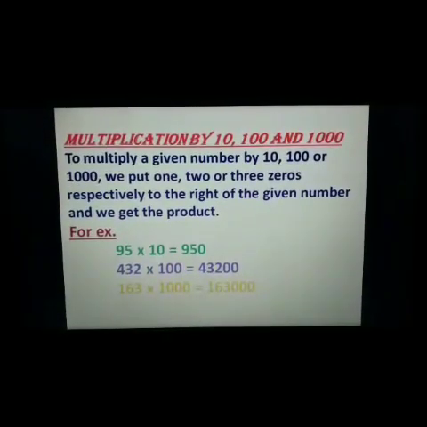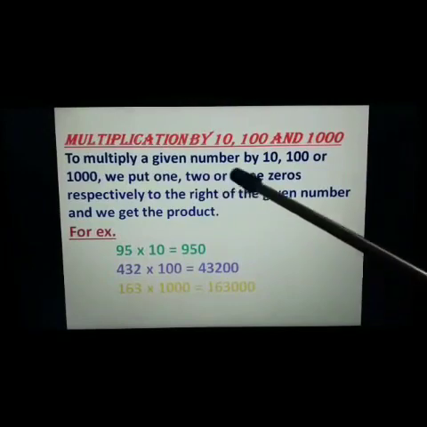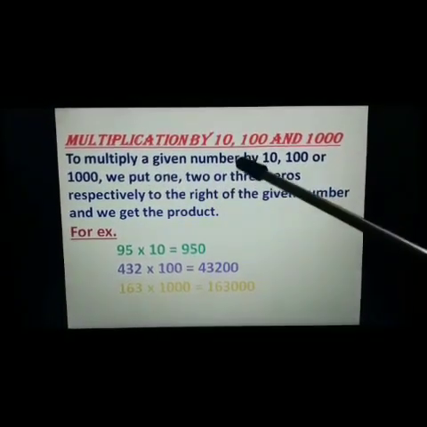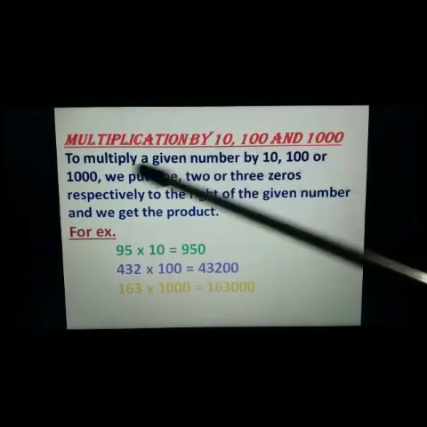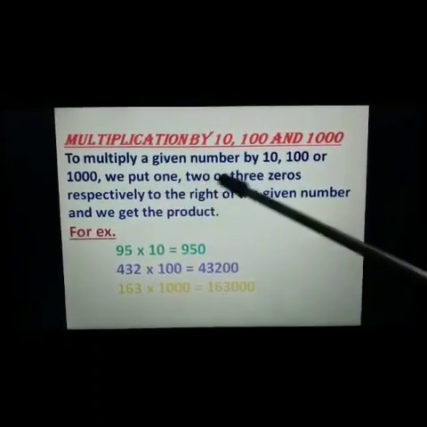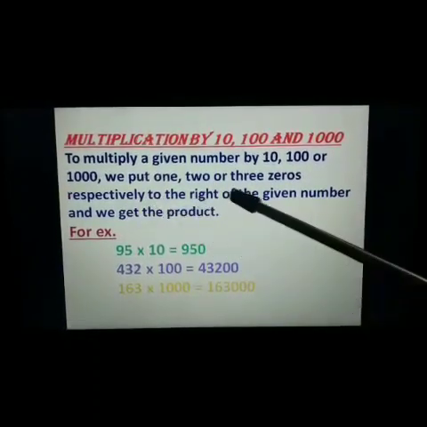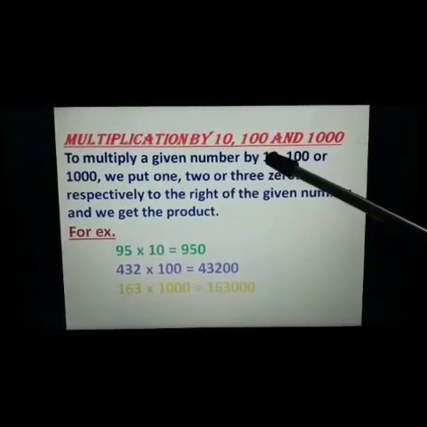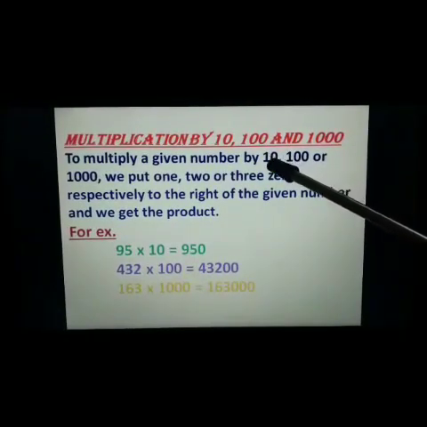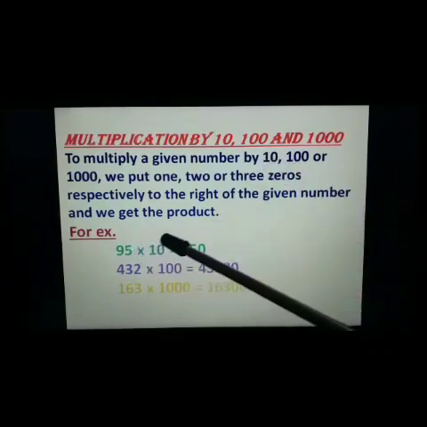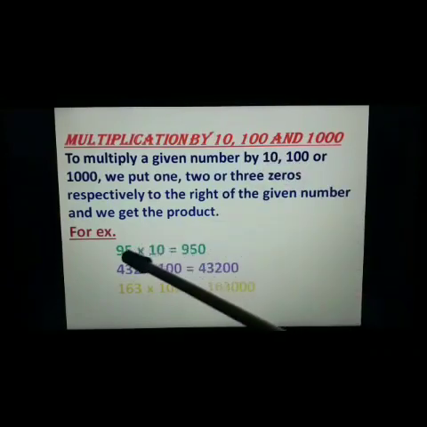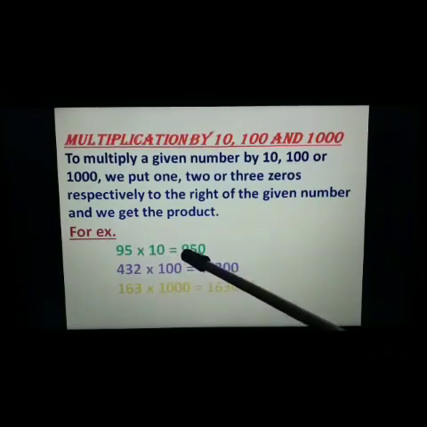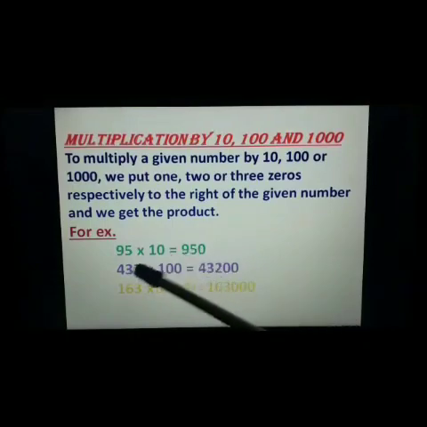Now remember one more thing related to multiplication by 10, 100 and 1000. To multiply a given number by 10, 100 or 1000, we put 1, 2 or 3 zeros respectively to the right of the given number and we get the product. That means अगर हम किसी नंबर को 10 से मल्टीप्लाई कर रहे हैं तो only we have to put 1 zero after the number. Suppose 95 into 10. After 95 we have to put only 1 zero.